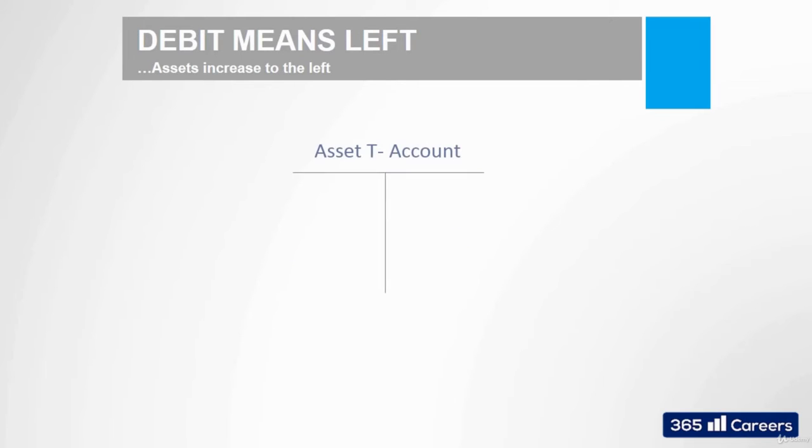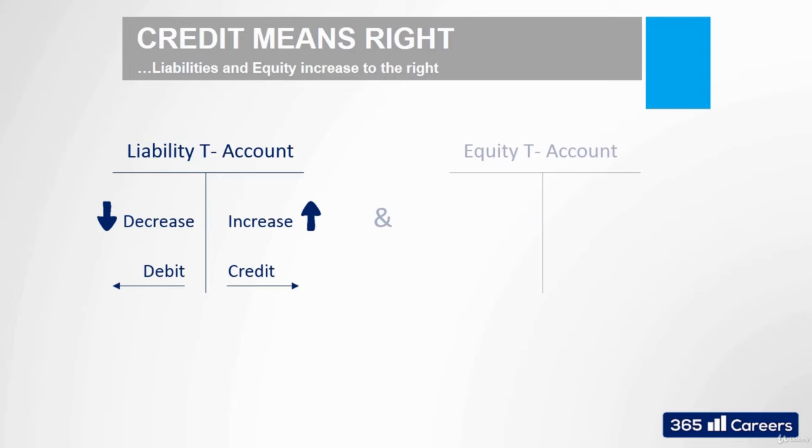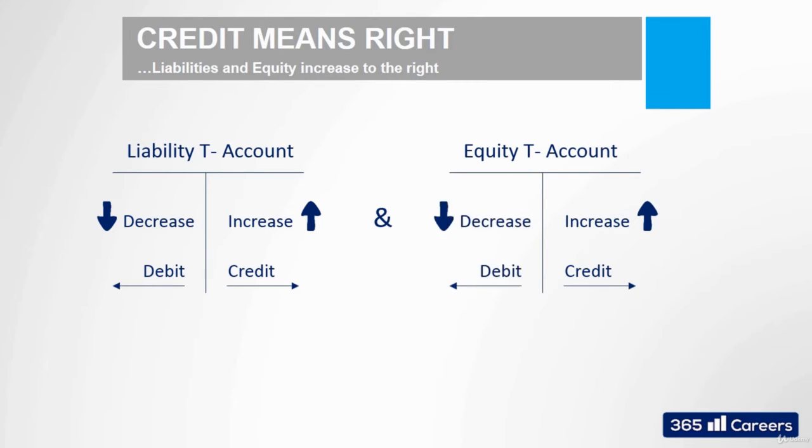Assets increase on the debit side and decrease on the credit side. Therefore, if we want to show that the firm has bought new assets, we will write it on the left side of the T account. Given that liabilities are the opposite of assets, when we increase a liability, we have to write it on the credit side. If a liability is decreased, it will be written on the debit side. The same goes for equity. Increases are on the right side and decreases on the left.